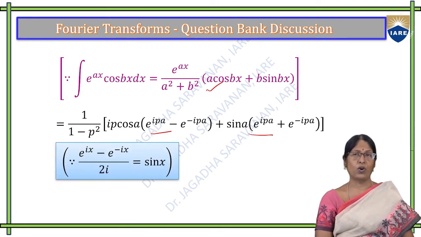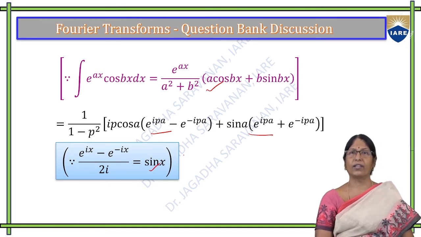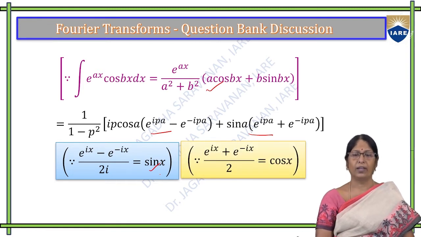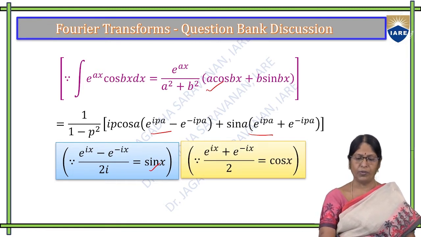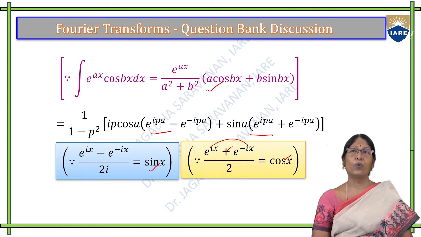Here, one more formula we are recollecting, that is recalling. This is the sine x, which is nothing but e power ix minus e power minus ix by 2i, which is equal to sine x. Next term, between these terms positive, which is divided by 2 cos ax. So first, the Fourier transform, we recalled it.